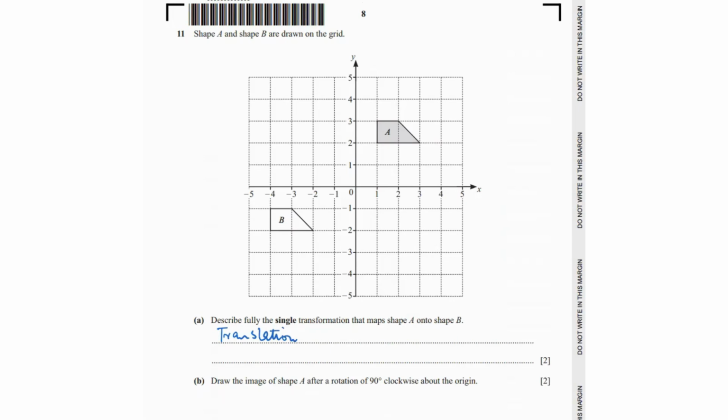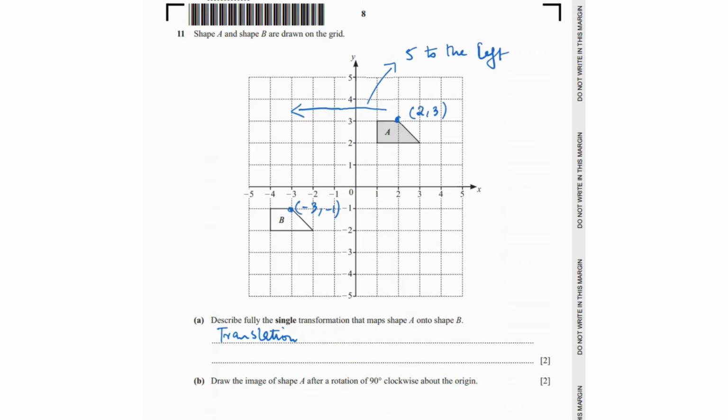Now we have to identify the translation vector. So translation vector tells you how the shape has moved, like, how many to the right or left, up or down. So you pick two corresponding points. This one is 2, 3, and this is -3 and -1. So if we compare, we're going from A to B. It's going 1, 2, 3, 4, 5. 5 places to the left. So 5 to the left.